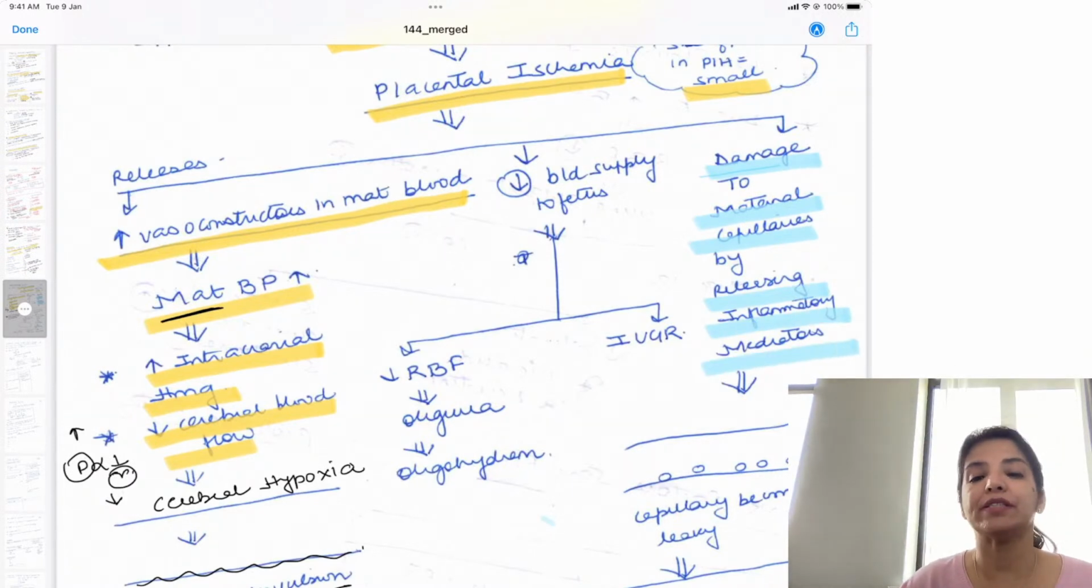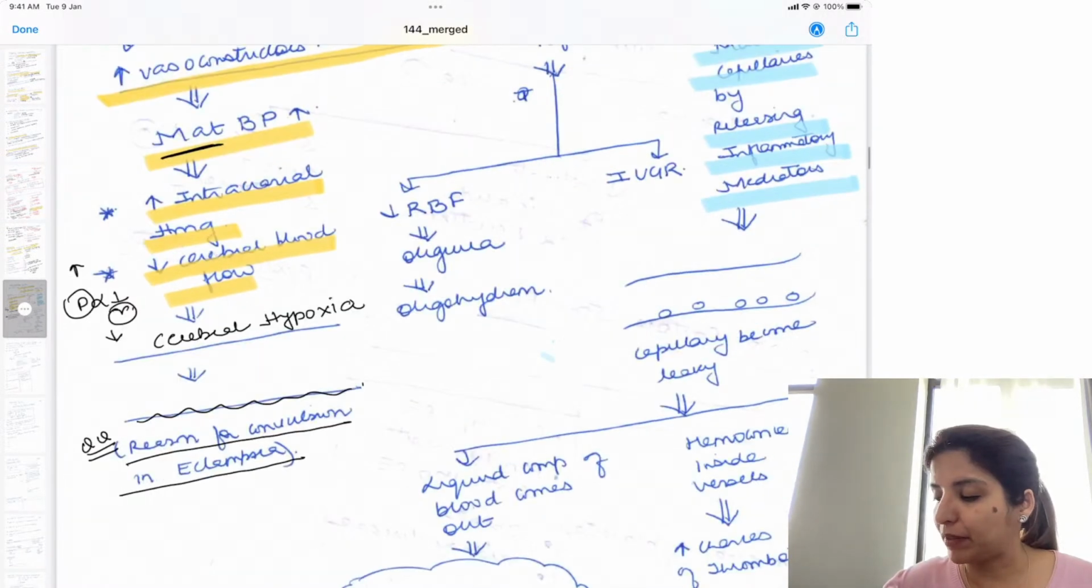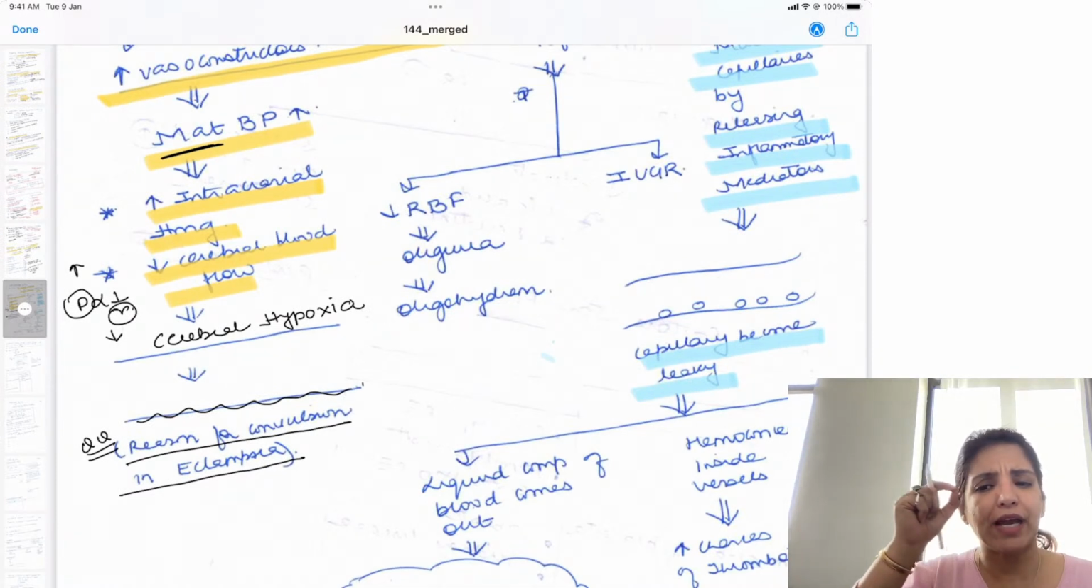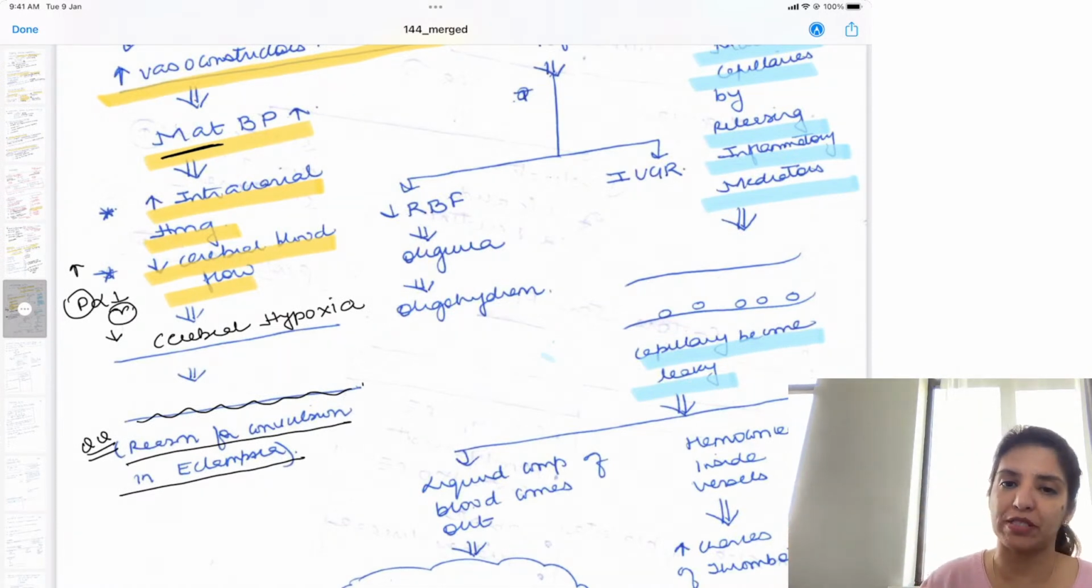So when there will be ischemia, not only vasoconstrictors will come in mother's circulation, but inflammatory mediators will also come in mother's circulation, right? And when inflammatory mediators come in mother's circulation, it will make the blood capillaries leaky. There will be tiny holes which will be seen.